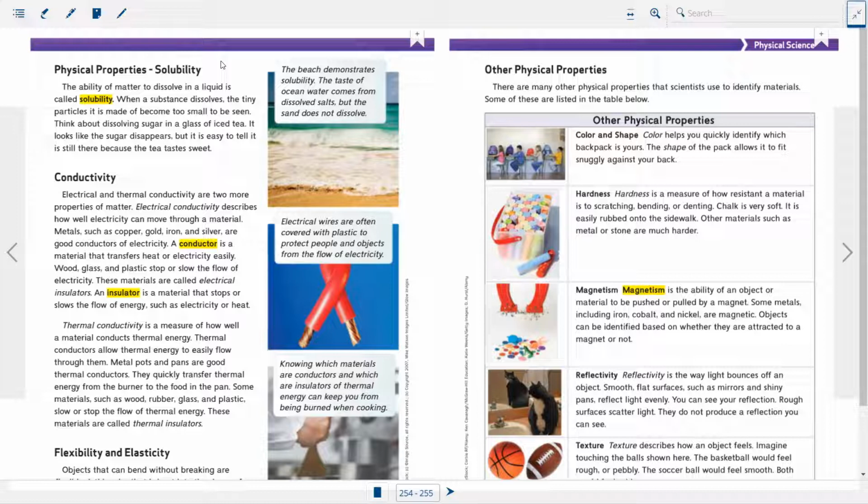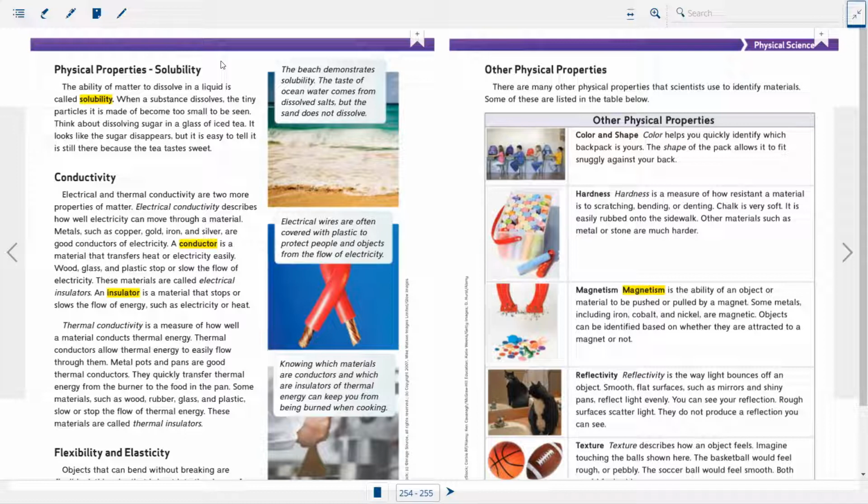Thermal conductivity is a measure of how well a material conducts thermal energy. So remember, thermal energy, we're talking about heat. So thermal conductivity, how well can heat pass through something? Thermal conductors allow thermal energy to easily flow through them. Metal pots and pans are good thermal conductors. That's why when you're in the kitchen, you see your mom and dad's pots and pans. They're metal. The part that they cook in is metal. Metal pots and pans are good thermal conductors.